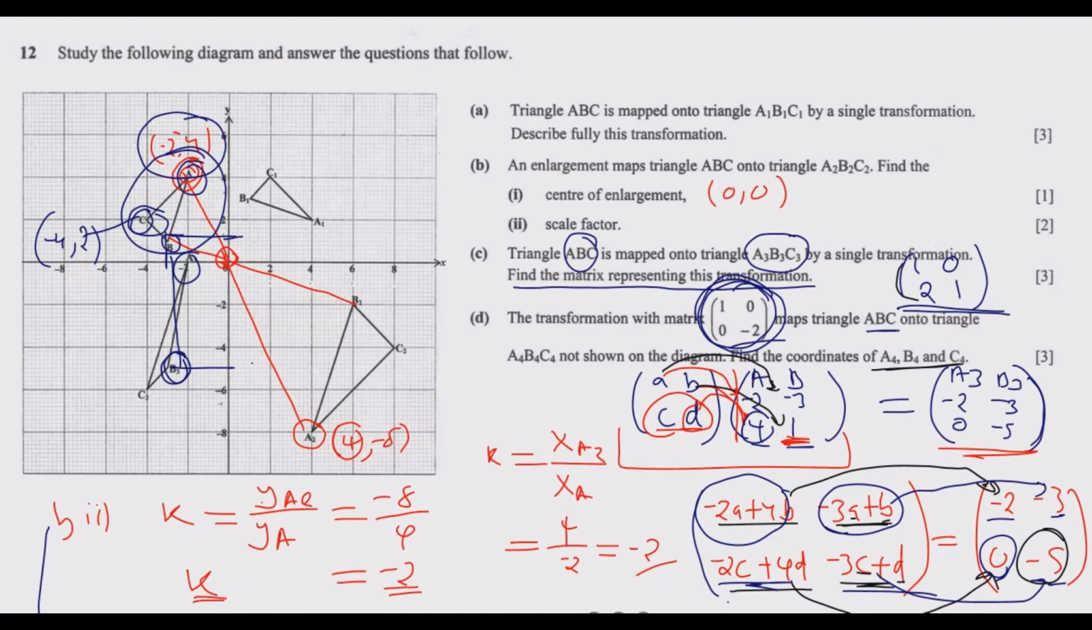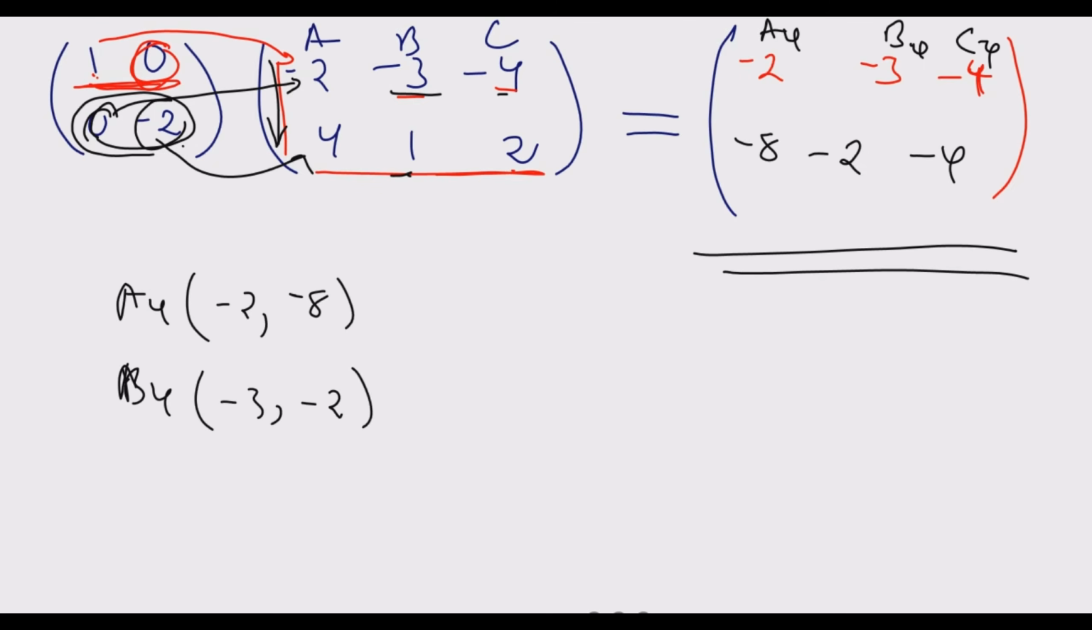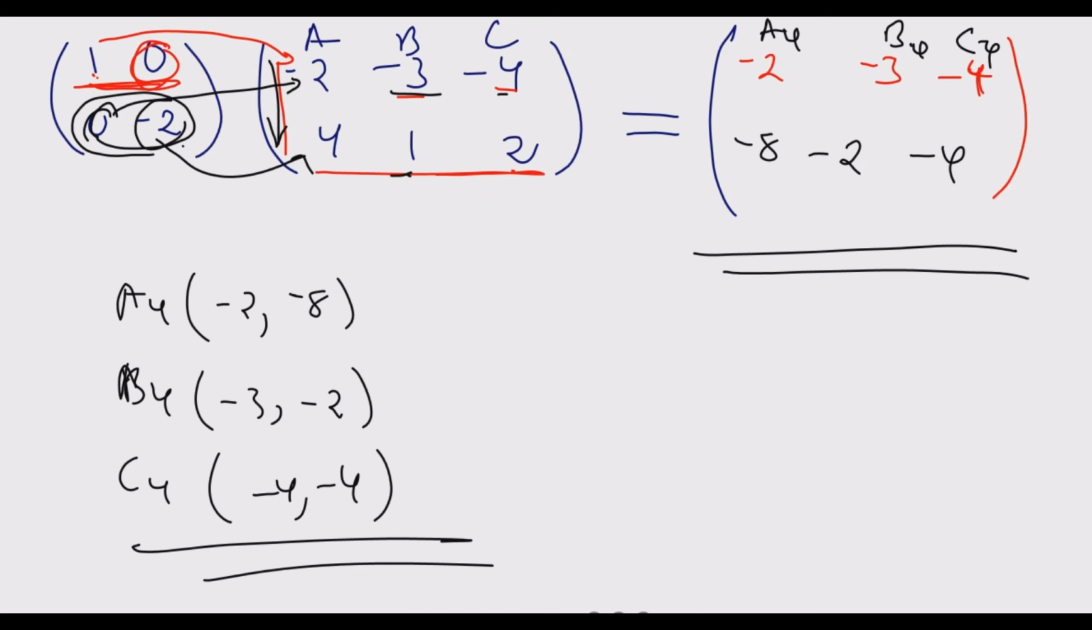So in this case, you notice we have A4, B4, then C4. So the coordinates of A4 are negative 2 comma negative 8, then B4 will be negative 3 comma negative 2, then C4 will be negative 4 comma negative 4. So this is how you answer this question to get the optimal marks.